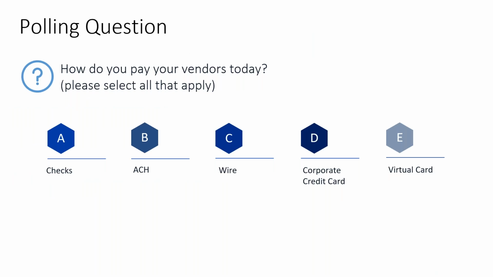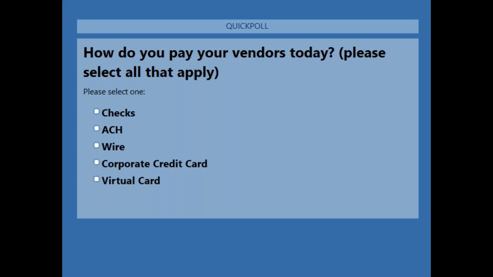We showed you a lot of good things. Let's gather some input from you as well. So if you can share, we'll get another poll question up here. How do you pay your vendors today? And you can choose as many as apply. Checks, ACH, wire, corporate credit card. Those are very popular, and virtual cards are becoming more and more popular, aren't they, Mary? They are indeed.